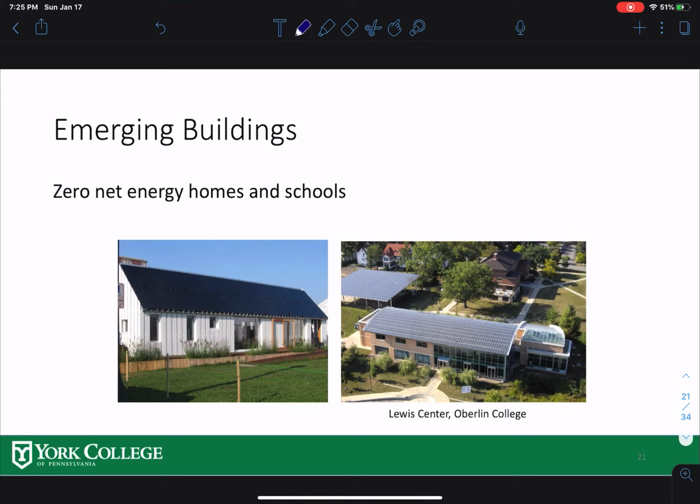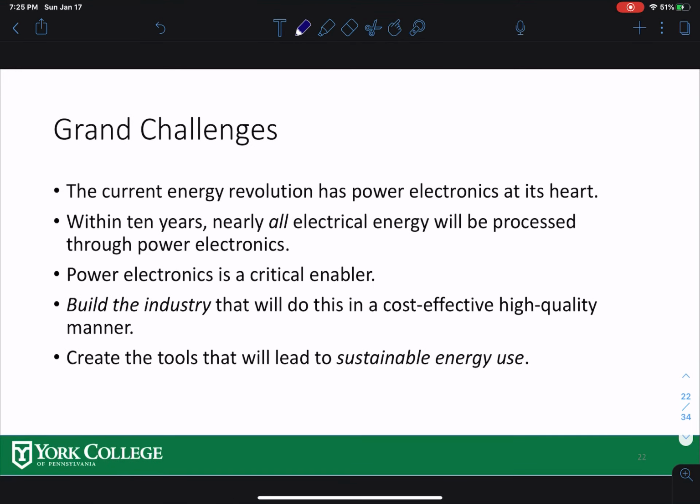In buildings, you will see that there's a building out there that is all solar, a zero carbon emission building right now, and we're going to get to this in the second part of this lecture. So that's all for now. I'm going to see you again for the second part of the lecture.